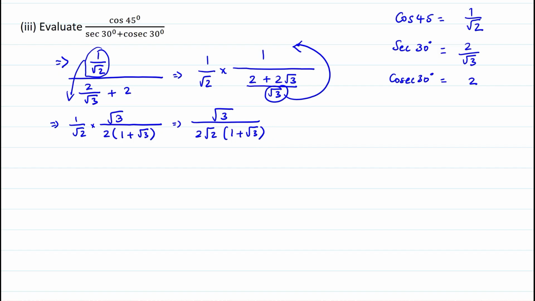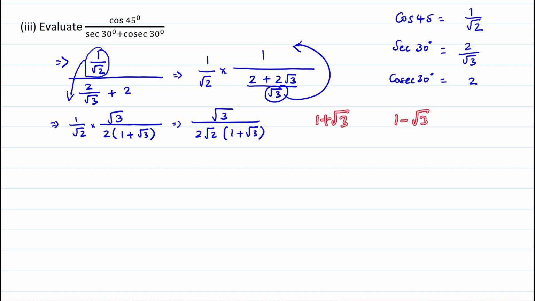This cannot be left in the denominator, and the best way to remove a denominator which has got root 3 is multiply and divide by the conjugate of the denominator. You take this denominator, you take the conjugate of this, conjugate means negative, here you have 1 plus root 3, conjugate of this is 1 minus root 3.